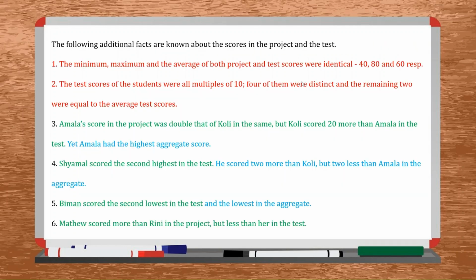What we will be doing is distributing this particular information into three different parts. The first part is regarding the values that are present for the test and the project scores, which is marked in red here. Then we will be looking at the information regarding the individual scores. For example, Shamal's score is second highest in the test. Amla's score is double that of Kohli's in the project. Kohli has scored 20 more than Amla in the test. Such information is marked in green here. And lastly, we'll be looking at the information regarding the aggregate scores of the students, which is marked in blue here.